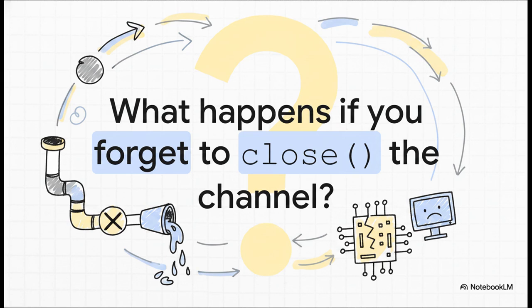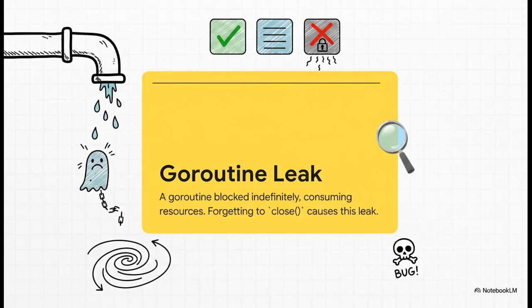Now, this whole beautiful system hinges on that one tiny detail from Rule 6. So this brings us to a really important cautionary tale. What happens if you forget? What if a stage never, ever closes its output channel? Well, what you get is a Goroutine leak.